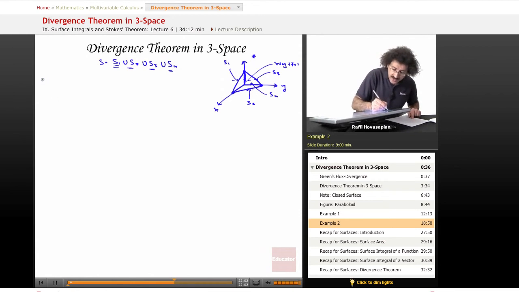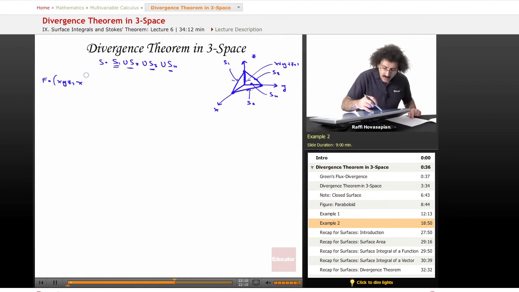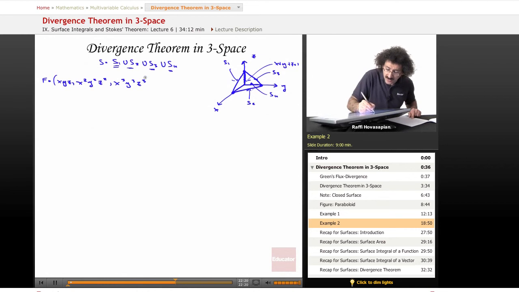Let me rewrite f so we have it on the page. So we have x y z, x squared y squared z squared, and x cubed y cubed z cubed. Whew, gotta slow down here, I get kind of crazy and excited. This is great stuff. So the divergence of f is equal to, well, this is f1, this is f2, this is f3, so df1/dx is going to be yz. df2/dy is going to be 2x squared y z squared.